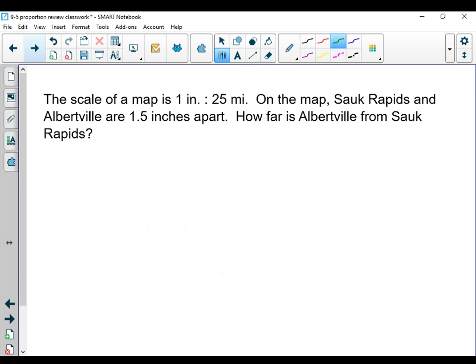Here's a similar one. A scale of a map is 1 inch to 25 miles. I watch people taking their MCA math test look at this and panic. If the colon is scaring us, how else can we write a ratio? Like a fraction, yeah, let's do that. Less scary.